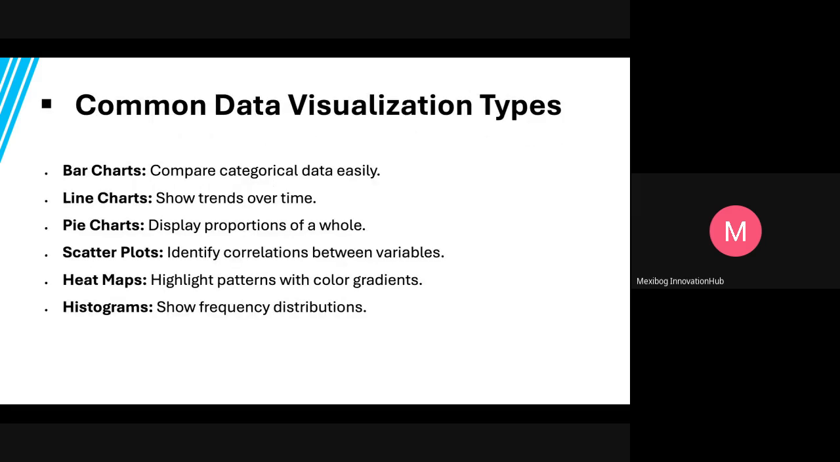So common data visualization types. We have bar charts. You've already been working with that in Excel, just to prepare you, because you will work more with it using other tools, which might even be more interactive. So we have bar charts for comparing categorical data easily. We have line charts to show trends over time. We have pie charts. We have scatter plots. We have heat maps. We have histograms, which show frequency distributions.